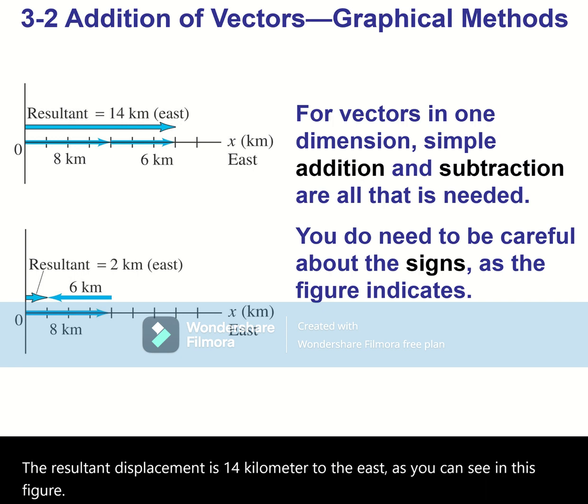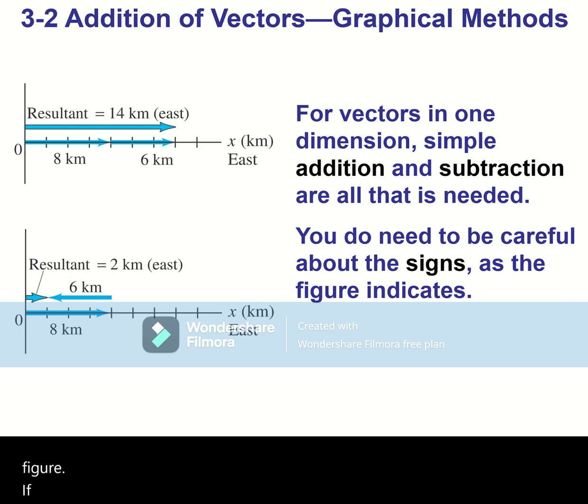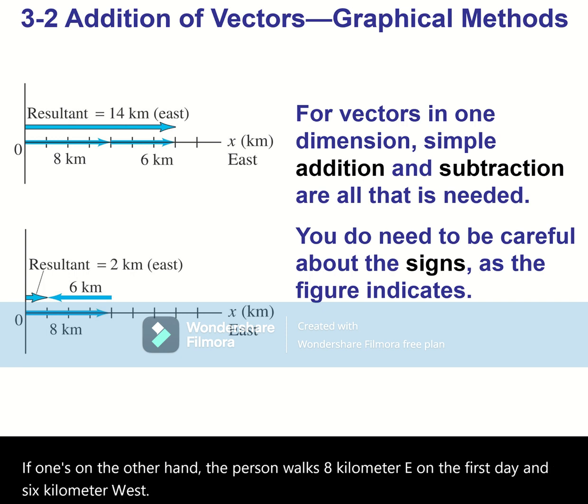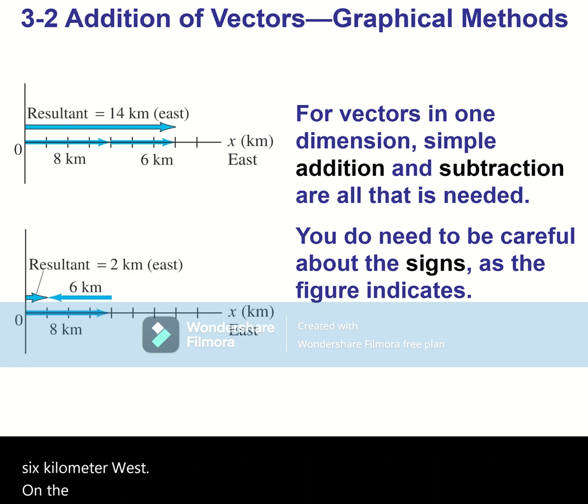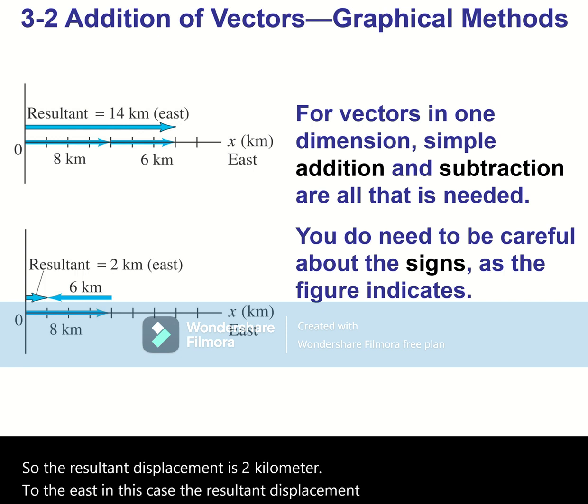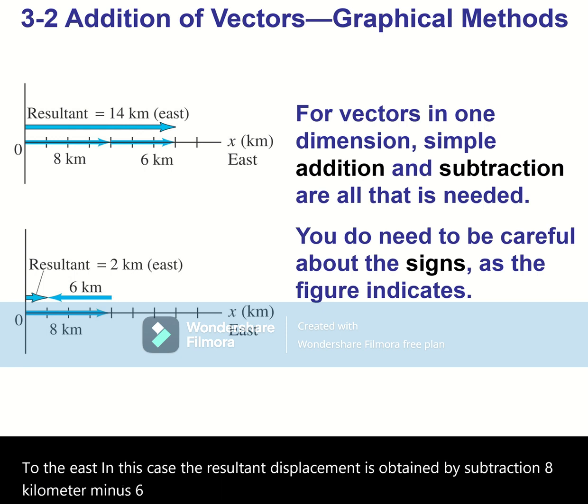If, on the other hand, the person walks 8 kilometers east on the first day and 6 kilometers west on the second day, then the person will end up 2 kilometers from the origin. So the resultant displacement is 2 kilometers to the east. In this case, the resultant displacement is obtained by subtraction: 8 kilometers minus 6 kilometers equals 2 kilometers.